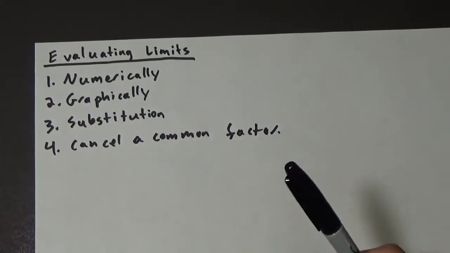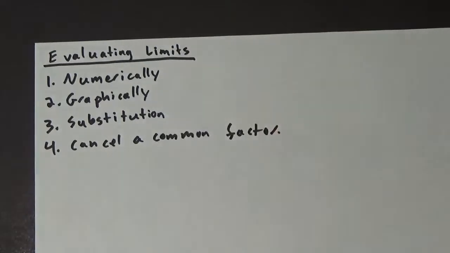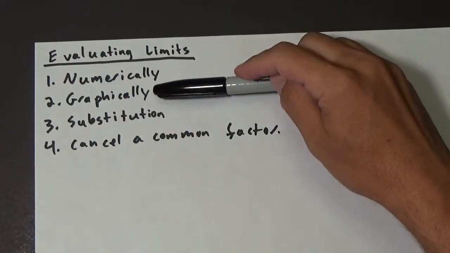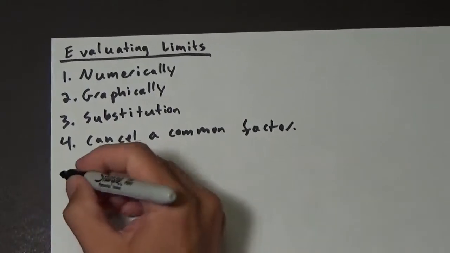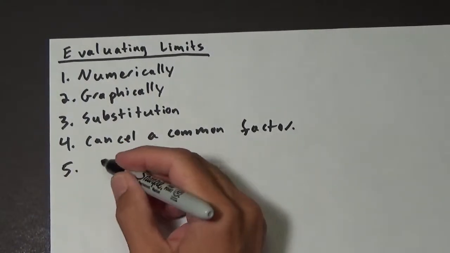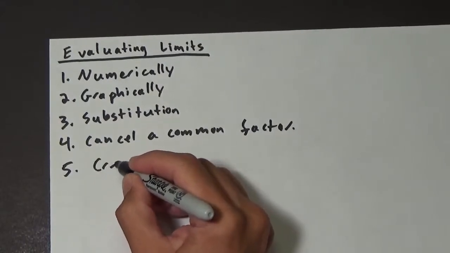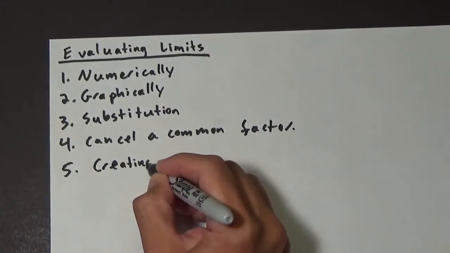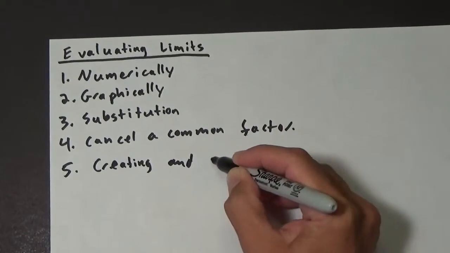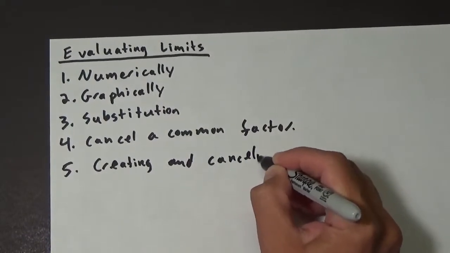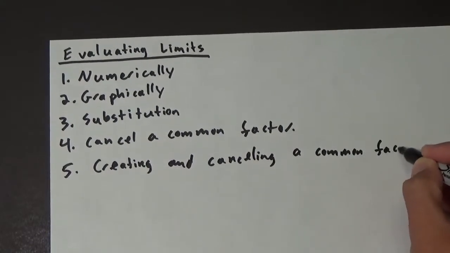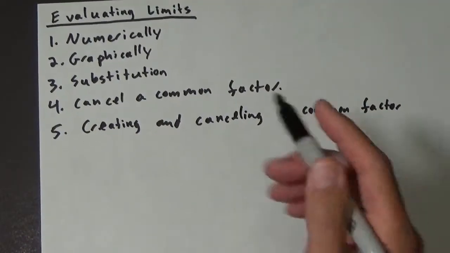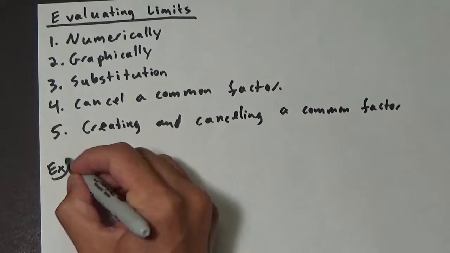In our study of limits so far, we have come up with 4 ways to evaluate a limit: numerically, graphically, substitution, and then cancel a common factor. So now let's look at a 5th way. And this is going to be creating and canceling a common factor.